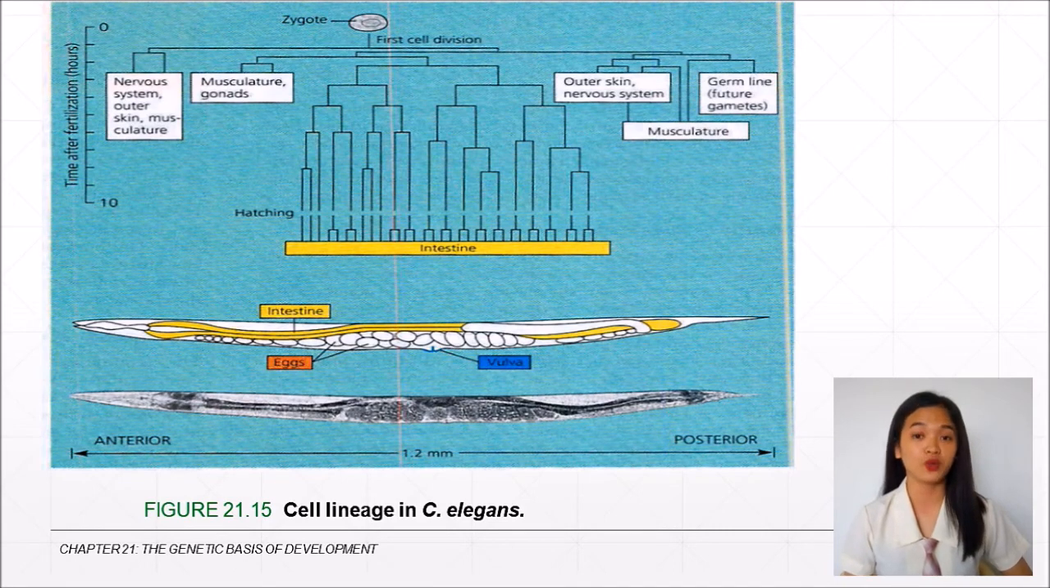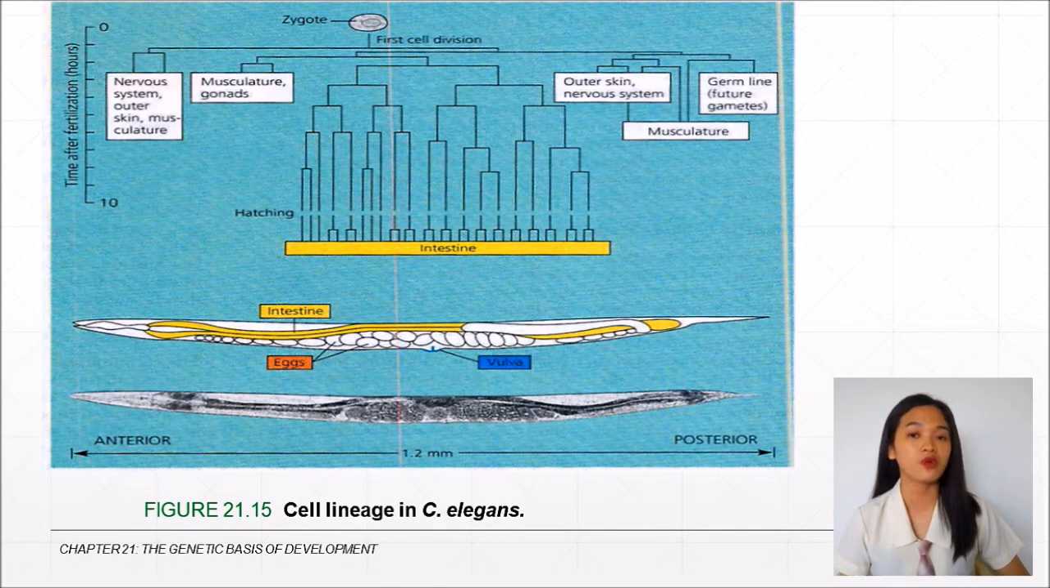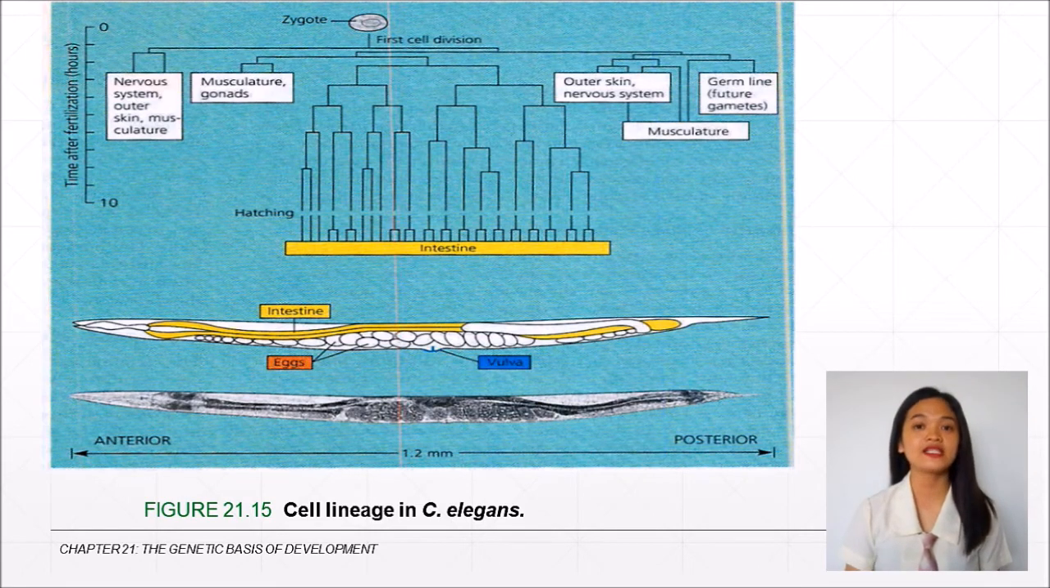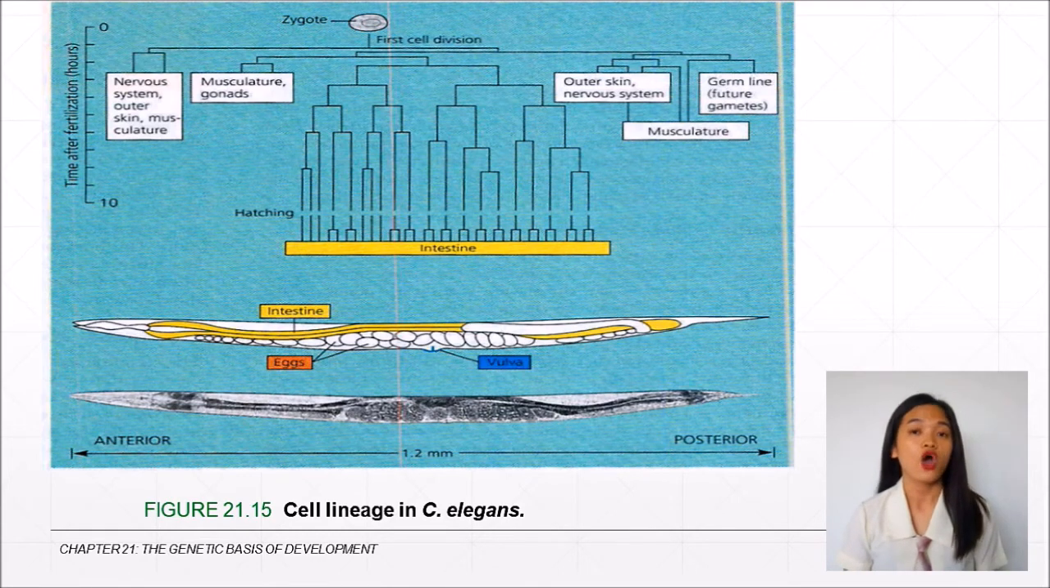The diagram shows a detailed lineage only for the intestine, colored yellow, which is exclusively derived from one of the first 4 cells formed from the zygote. The intestinal cell lineage does not happen to include any programmed cell death. The large white cells are eggs, which will be fertilized internally and released through the vulva.